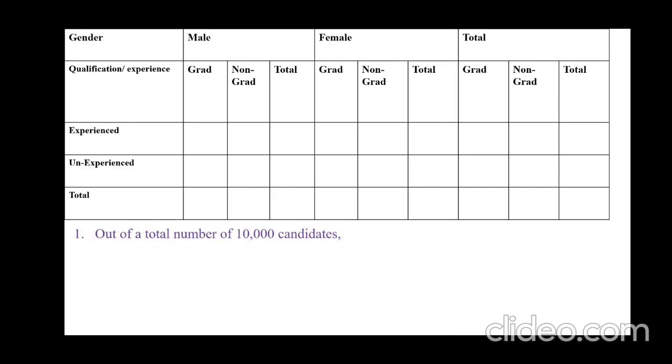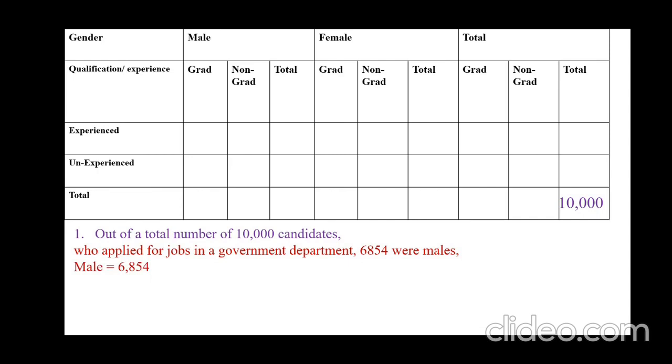Look at that. We have a total number of 10,000 candidates. See that, 10,000. Come to the next one. Those who applied for jobs in a government department, 6854. According to the color matches, look at where it is given. Male equals 6854. Total male is given. Then come to the next one. Female is 10,000 minus male. So female will come.